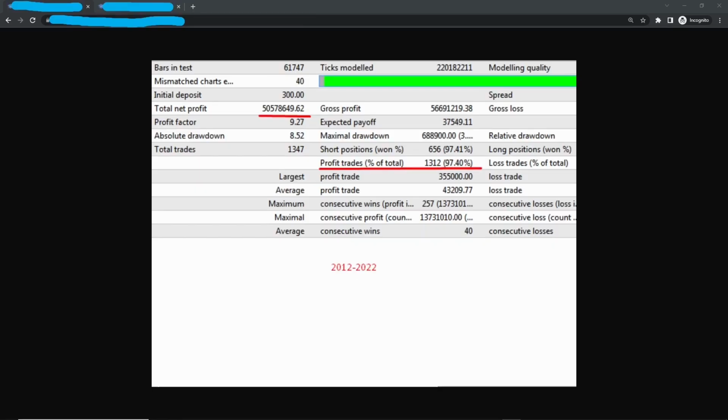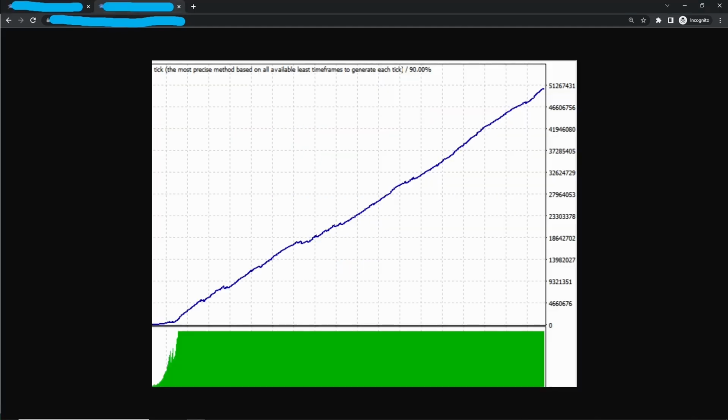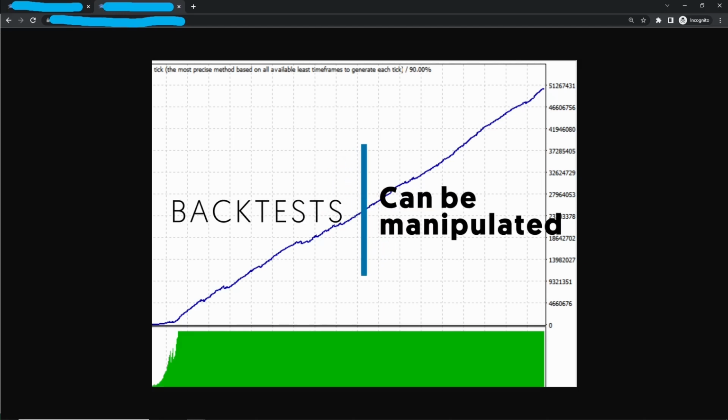This guy claims that his system has a 97% win rate, and in 10 years it went from $300 to $50 million. 50 million starting with $300. How crazy is that? And now look at the equity curve. When you see a graph like this, believe me that this is one of those things that is too good to be true. And you'll see a lot of charts like this if you search. All of these are backtests, and they are made with robots, guys, and they can be manipulated.